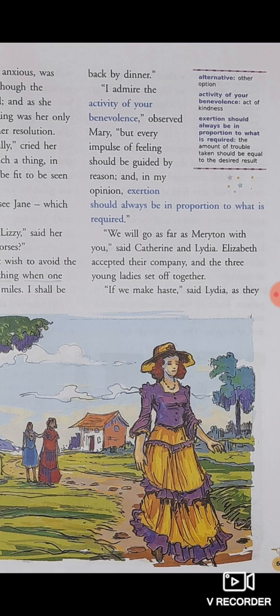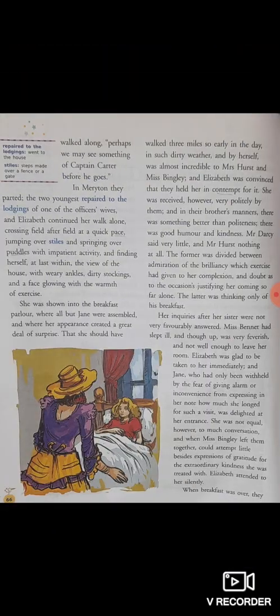If we make haste, that is, if we go very fast, said Lydia, as they walked along, perhaps we may see something of Captain Carter before he goes. In Meryton, they parted. So parted means two girls, Lydia and Catherine, they stopped. And what did they do? The two youngest repaired to the lodgings. That means they went back home of one of the officers' wives.